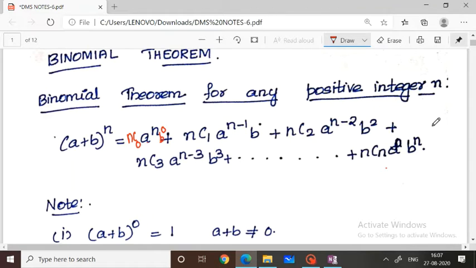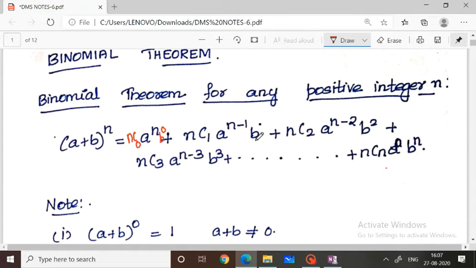Next one is the powers of the first quantity. That means the powers of the first quantity, a, go on decreasing by 1, whereas the powers of the second quantity, b, increase by 1 in the successive terms. That is, looking at each term, we can understand: here a raised to n, next term a raised to n minus 1, next term a raised to n minus 2, decreasing one by one. Next, the powers of b are all increasing. So it is given here.